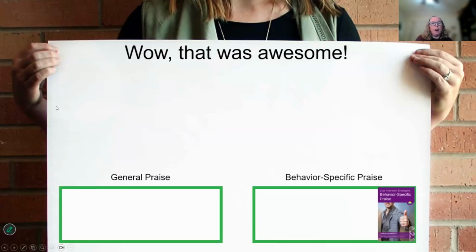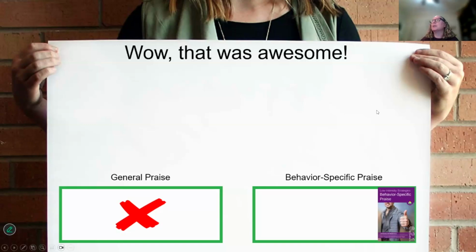All right, so now we are going to play a little game. On this white tag board that you see on your screen, there is going to be a statement. And in the chat, you're just going to put if you think this statement is general praise or behavior-specific praise. Just what do you think for this first statement? "Wow, that was awesome." Do we think that this is general praise or behavior-specific praise? So yes, this is an example of general praise. We don't know what they did that was awesome.